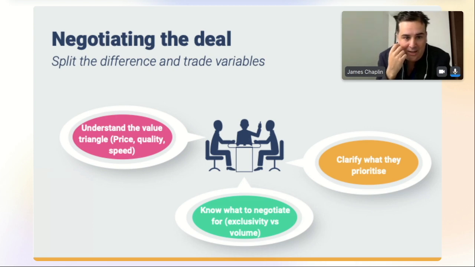You can either charge a lot and do everything quickly to high quality, or you can charge less and then either one of quality or speed suffers. But understand your proposition in terms of the value triangle and understand how you're positioning it in terms of what their needs are. And that's the real secret. Make sure that you've asked the questions along the way to understand what their value triangle is, and then think through your proposition to match it.